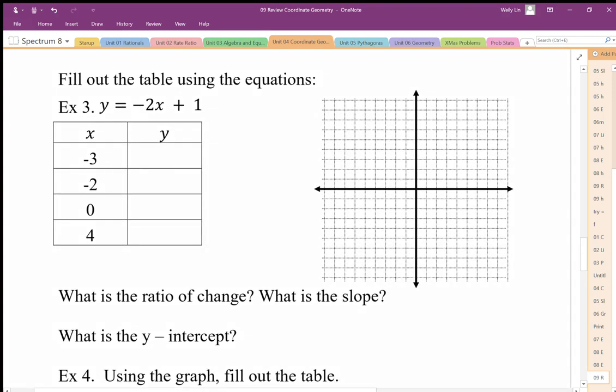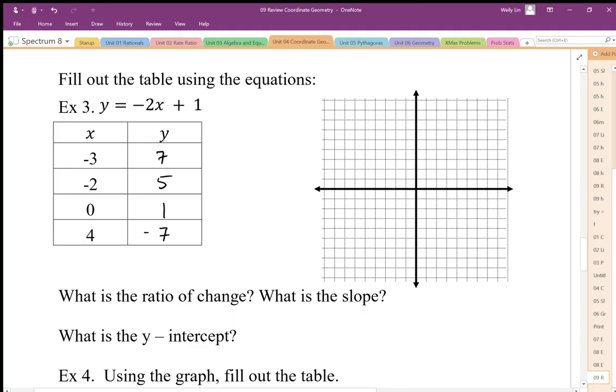Here I can fill out my table using my equation and graph this. So when I plug in x is -3, I get +7. X is -2, I get +5. X is 0, remember we should always include that coordinate on our graph. X is 4, y is equal to -7.